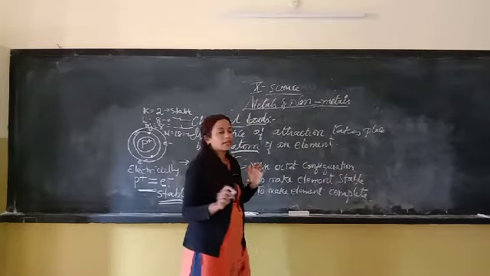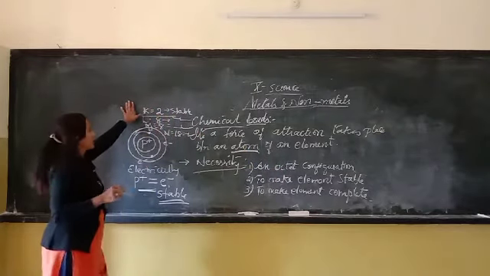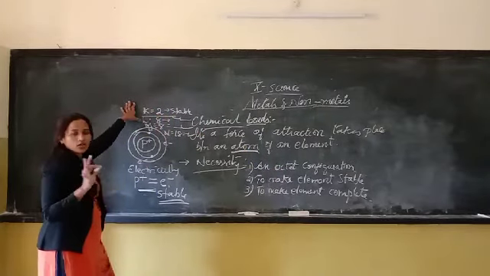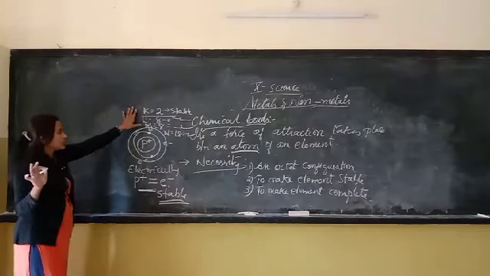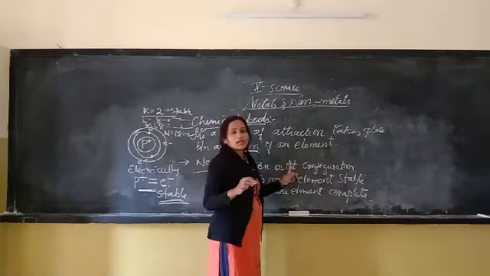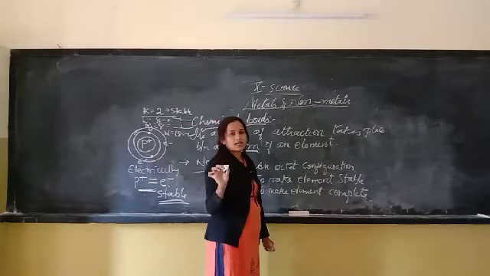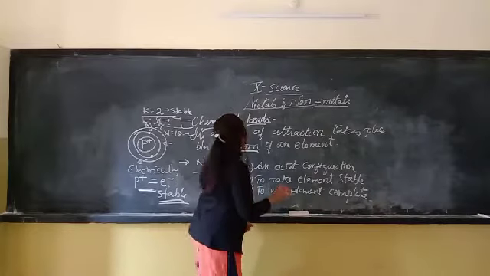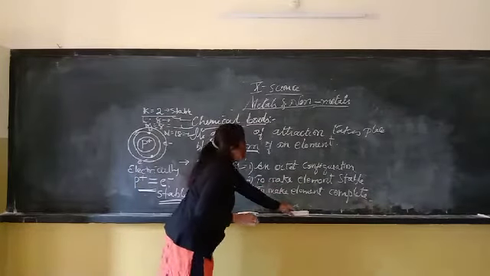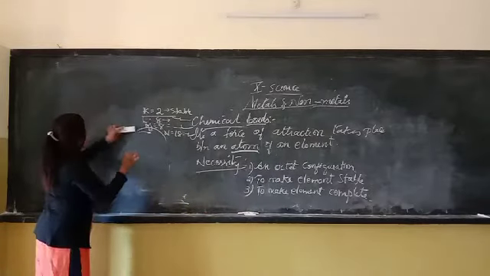It gets complete when the K shell has 2 electrons. If the L shell has 8 electrons, then that is complete. Then M shell complete, N shell complete. Or we can also say octet configuration. Octet is nothing but 8. The term octet means 8 electrons.